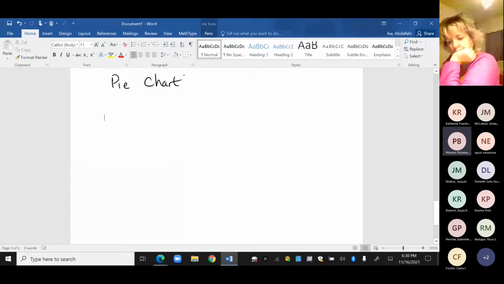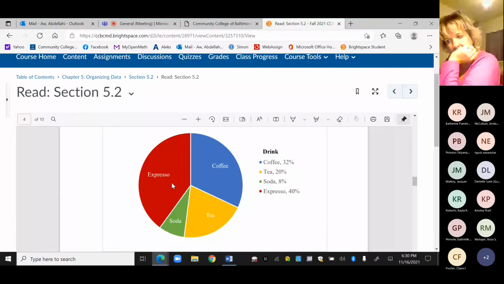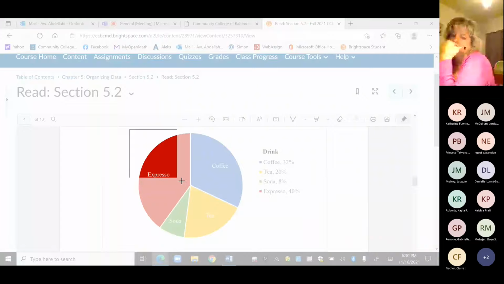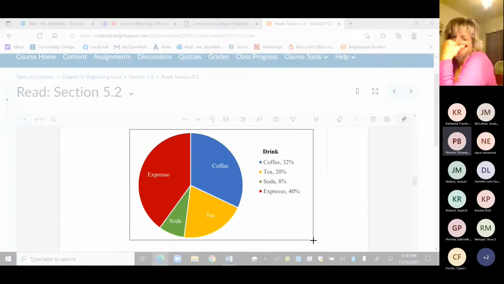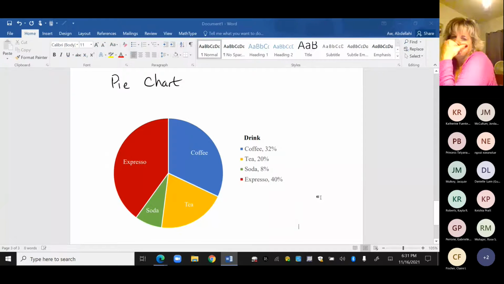So you have to draw a circle like a pizza or a pie, okay? And then you divide the pie into slices, okay? Each slice will be as big as a percentage, all right? So the whole pie is 100%.